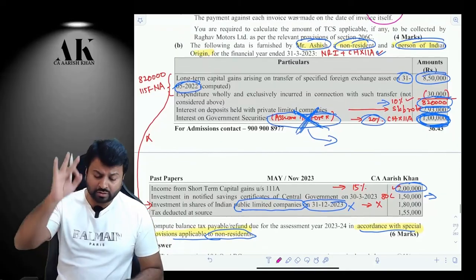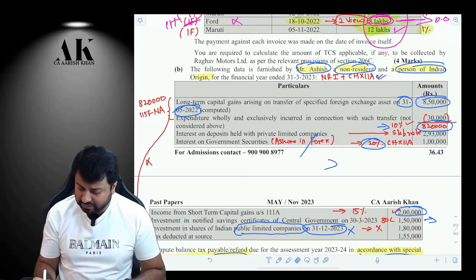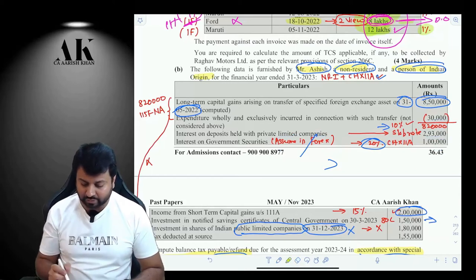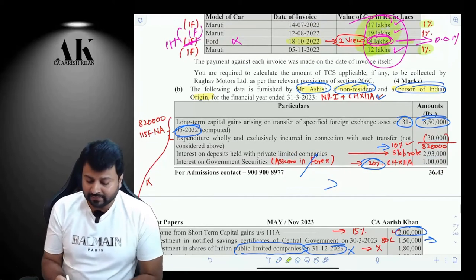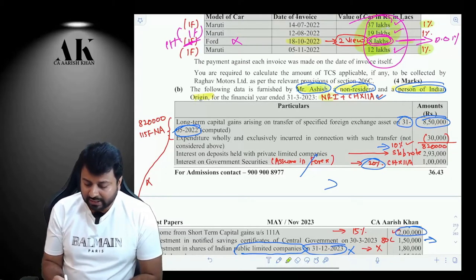The next question is also a beautiful question and a very important question. Be very careful with this question. There are a lot of small things in this question. I'm trying to address all of them one by one. The first thing is, the assessee is an individual. He is a non-resident and he is a person of Indian origin. Therefore, he is an NRI.